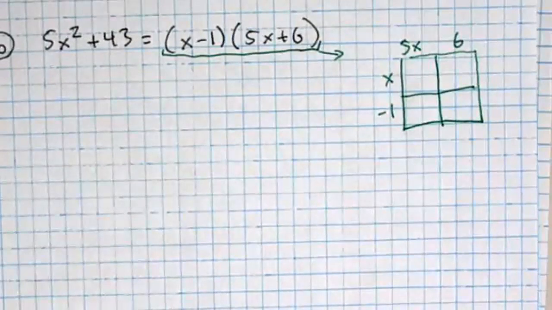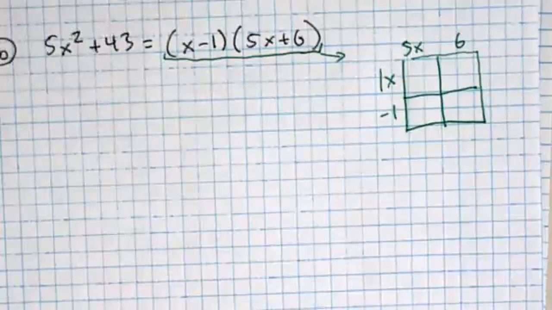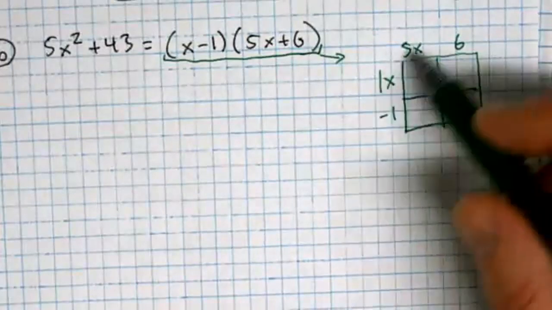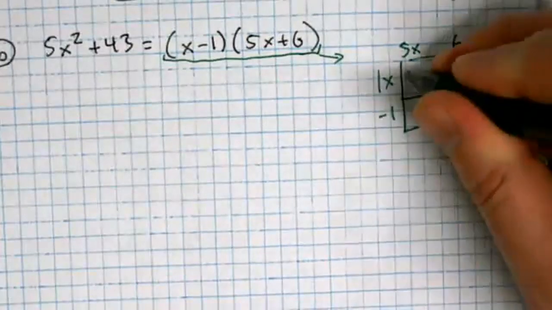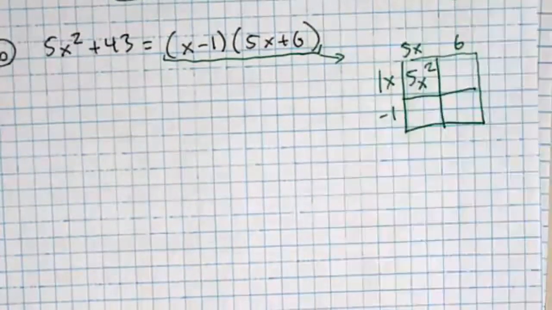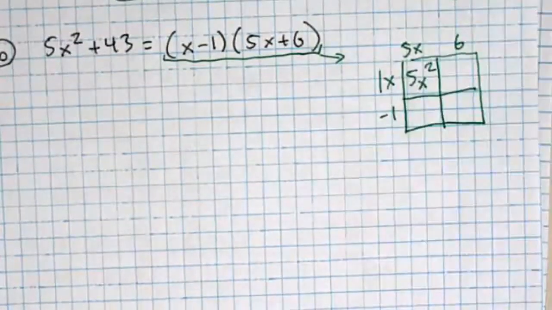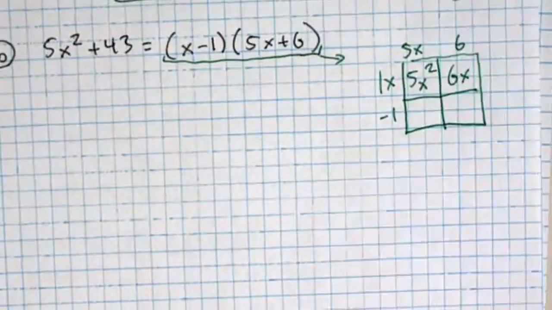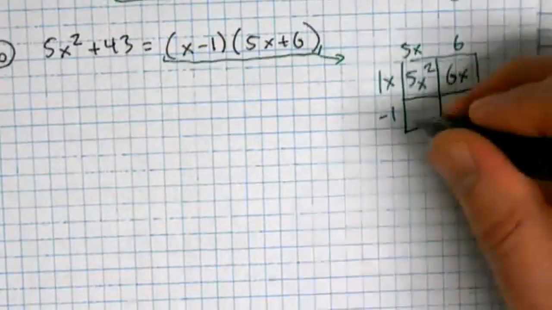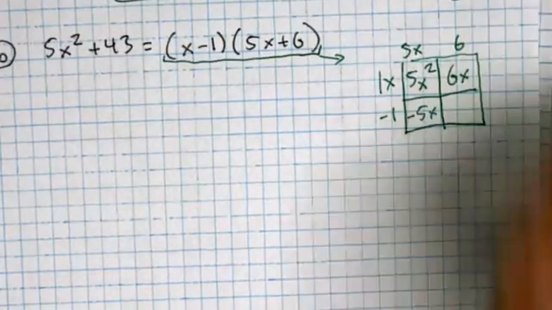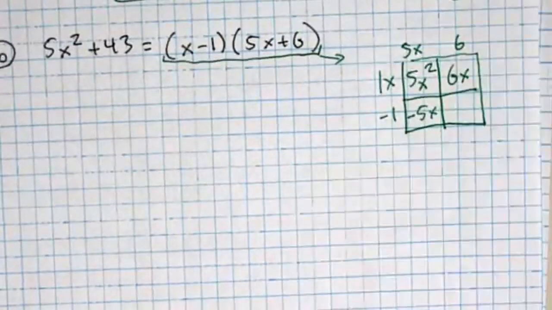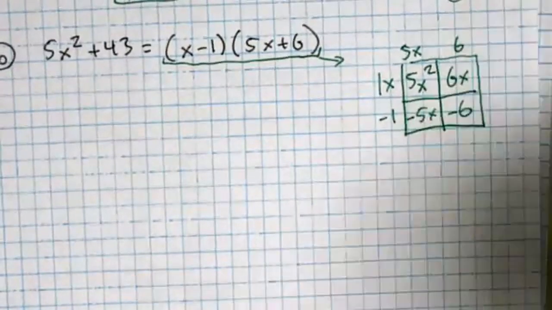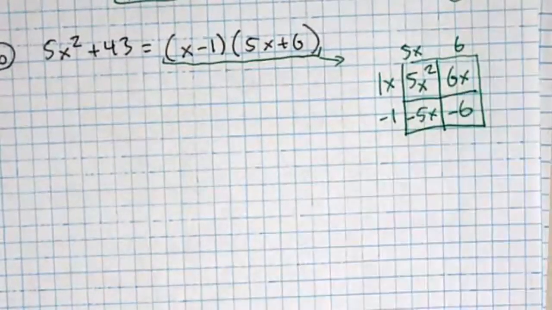And let's work out what this thing is. If it helps you to, throw a 1 in front of that x. All right, what's 5x times 1x? Would be 5x squared. We've got 1x times 6, that would be 6x. We got -1 times 5x, that's -5x. We've got -1 times 6, that's -6. And we'll pause there for a second.